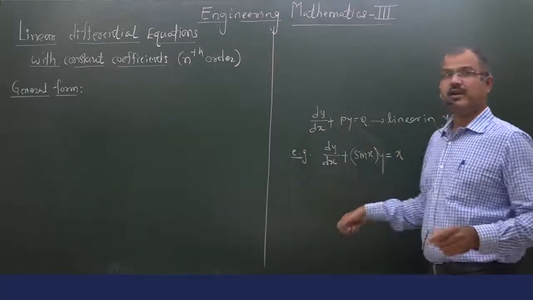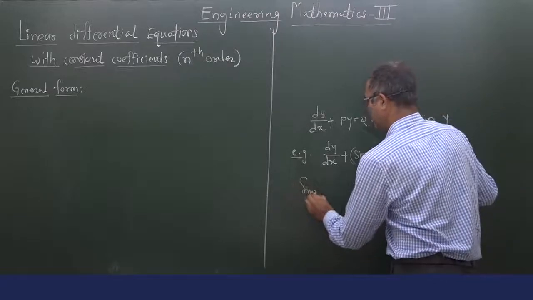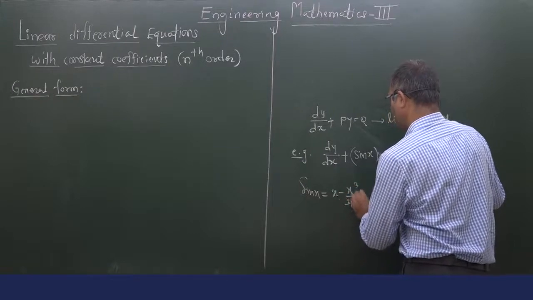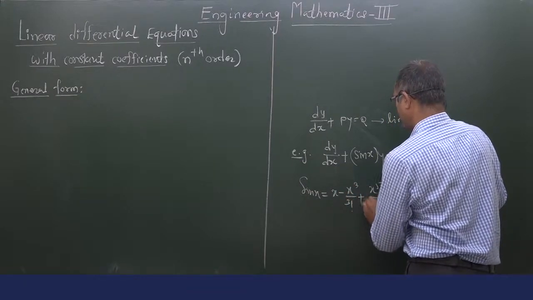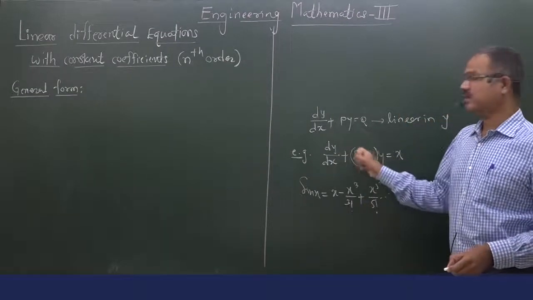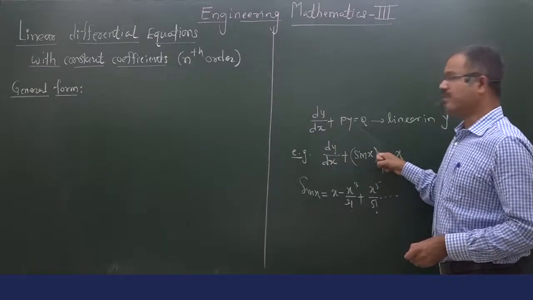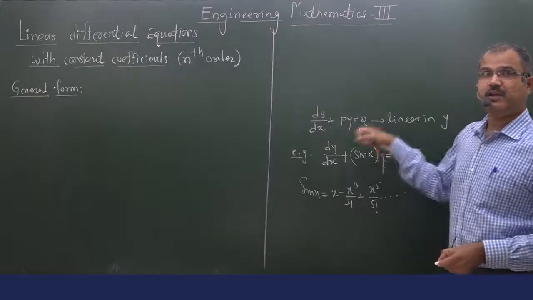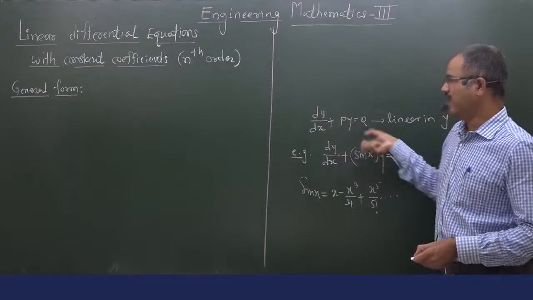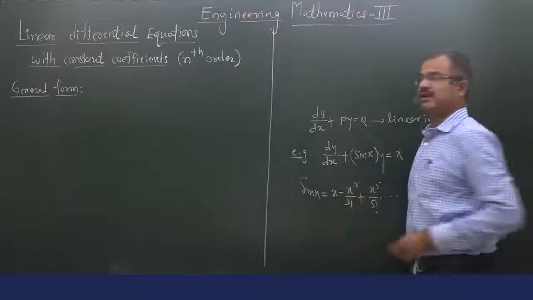But this is not linear in variable x because we have the expansion of sin x. Expansion of sin x is what? x minus x cube upon 3 factorial plus x to 5 upon 5 factorial and so on. Therefore, this differential equation is not linear in x, but it is linear in y because degree of dependent variable, here dependent variable is y and independent variable is x, is equal to 1 as well as degree of differential coefficient d by dx is equal to 1.